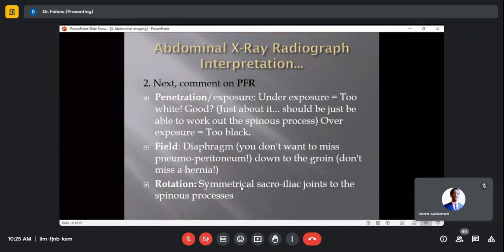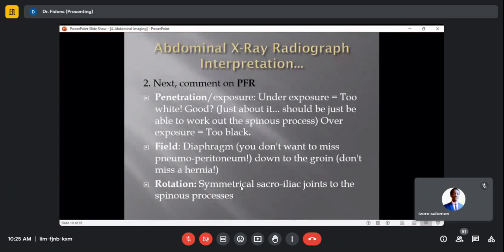You should be able to look at spinal processes. For chest radiograph, remember, you just faintly see the spine through the heart shadow. But here, you should be able to see the spinal processes. If you are able to see the spinal processes, that's a good penetration for abdominal X-ray, abdominal radiograph.